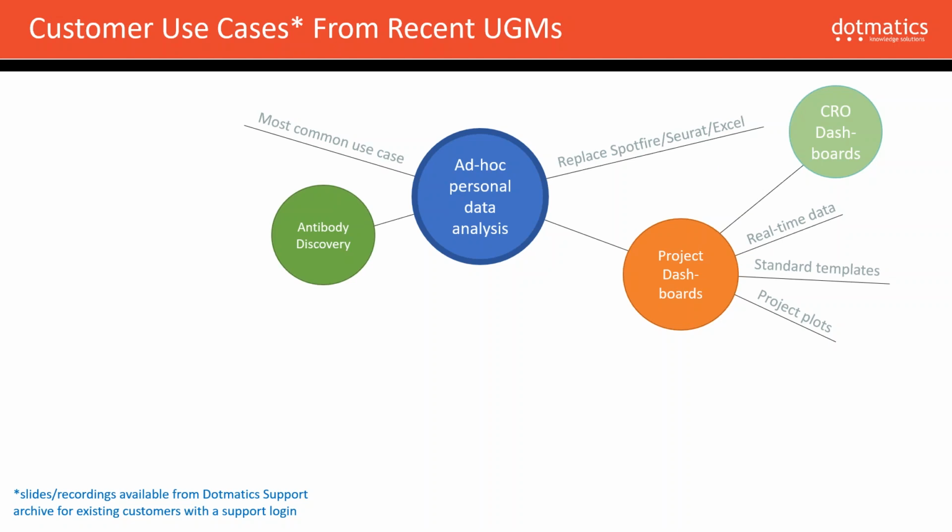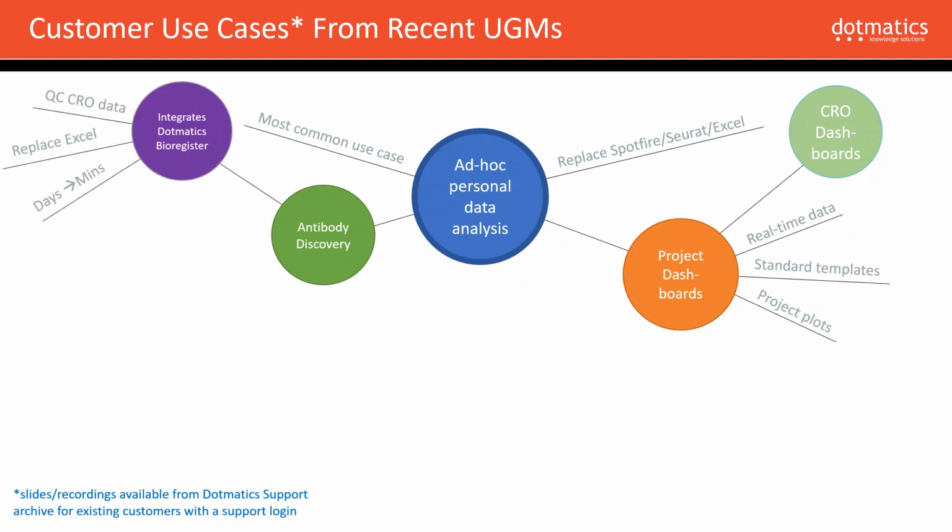We've had a number of talks talking about the use of Vortex on the antibody discovery side for doing bioinformatics analysis. We have a product in the suite called Dotmatics Bioregister. This is the registration repository for all kinds of biologics, including antibodies. And so a number of customers have talked about the use of Bioregister with Vortex. Some of the use cases that have been mentioned are using Vortex to QC data that's coming in from CROs before it gets uploaded and deposited into Bioregister for the sponsor company to use.